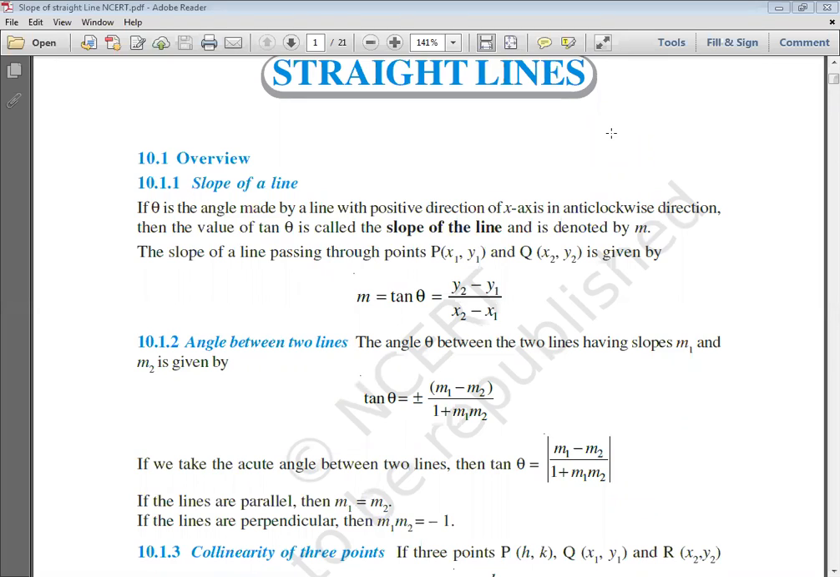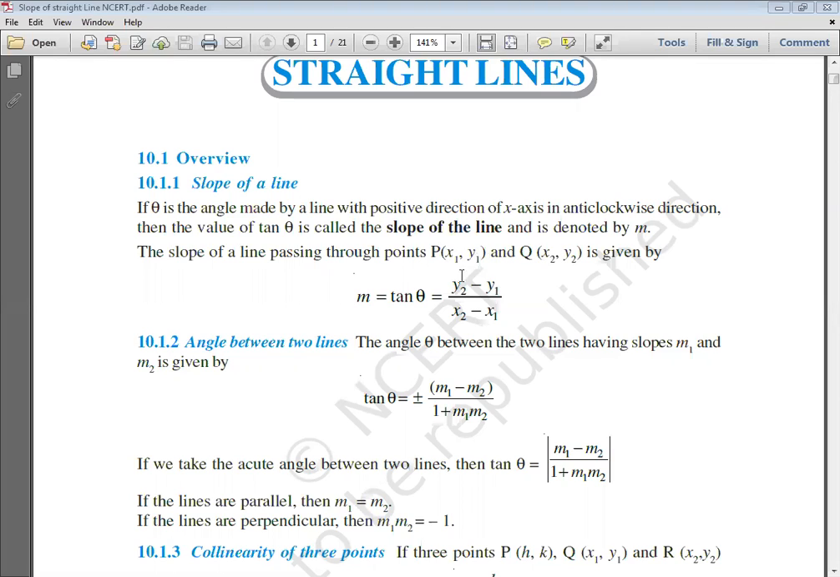And that is what you can see in this line here on the screen. Suppose P is the name of a point on the line, with coordinates x1, y1, and Q is another point on the line, x2, y2. Suppose these two points lie on a particular line of which we do not know the inclination with the positive direction of the x-axis. But we have these two points on the line. That means we know their coordinates x1, y1 and x2, y2.